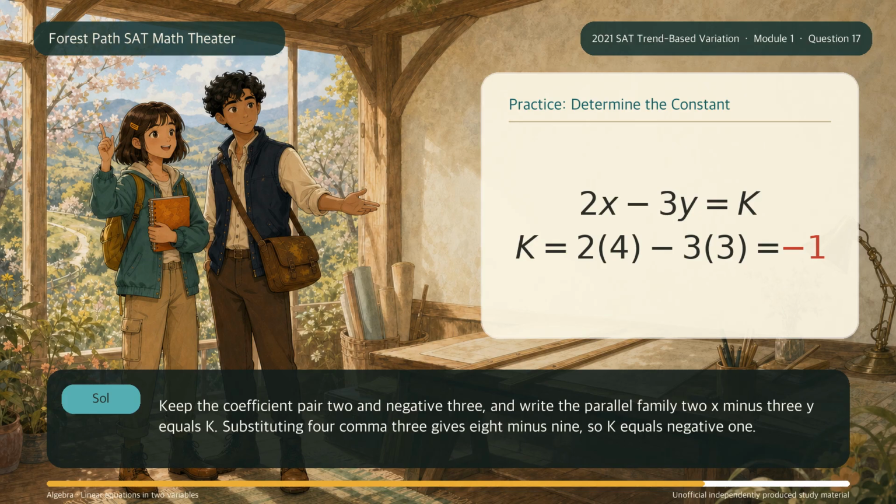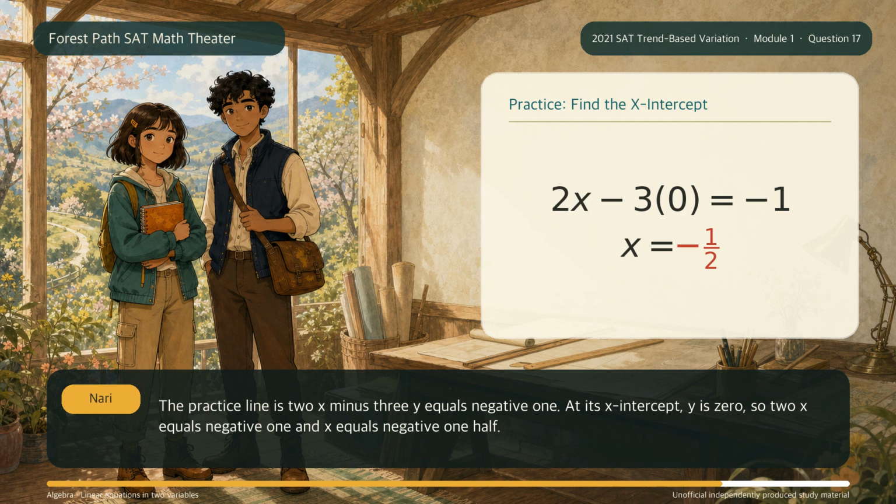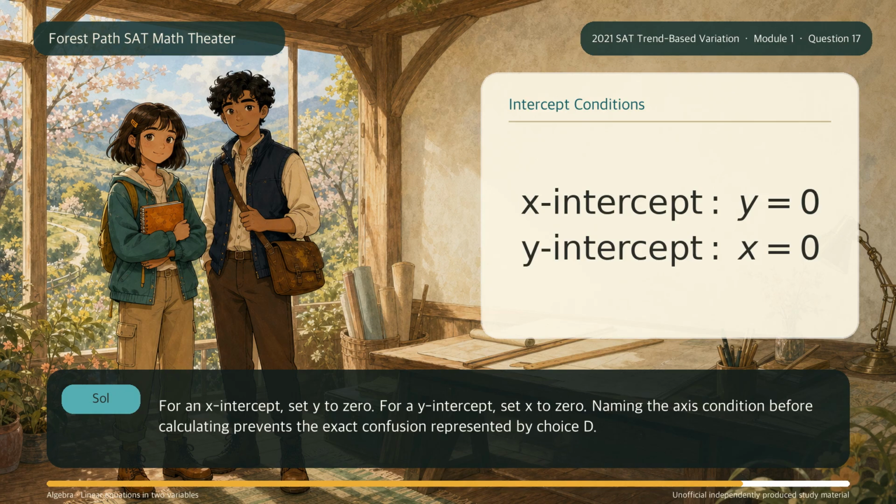Keep the coefficient pair 2 and negative 3, and write the parallel family 2x minus 3y equals k, substituting 4, 3 gives 8 minus 9, so k equals negative 1. The practice line is 2x minus 3y equals negative 1. At its x-intercept, y is 0, so 2x equals negative 1 and x equals negative 1/2. For an x-intercept, set y to 0. For a y-intercept, set x to 0. Naming the axis condition before calculating prevents the exact confusion represented by choice D.